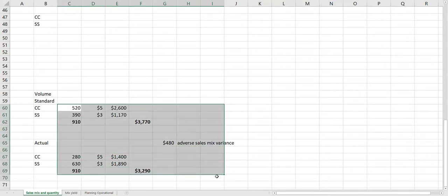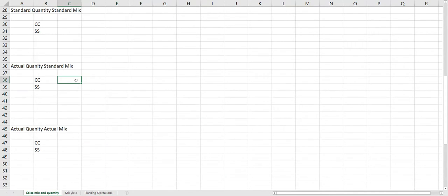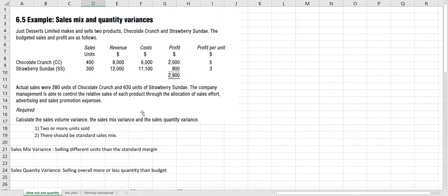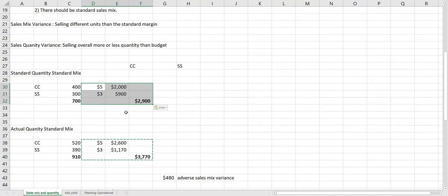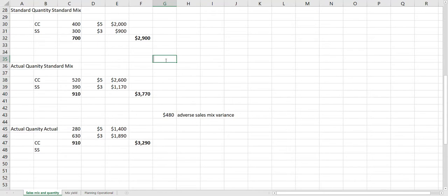Now if I look at the standard quantity set, standard mix, which was in the budget, we had 400 quantities and 300 quantities, overall 700. So you could see we have more quantities, so quantity should be favorable. Even though the mixture changed, because of which the more profit making units are less, but the overall quantity that we have achieved is more. So we have $870 favorable sales quantity variance.